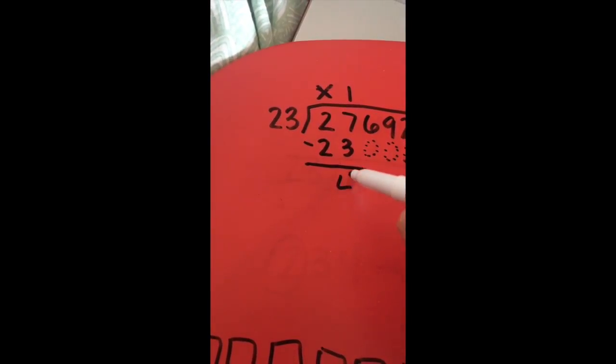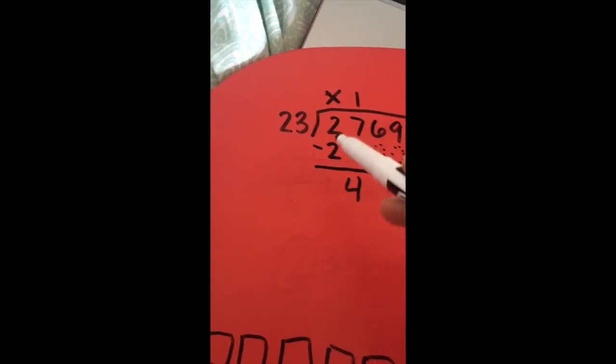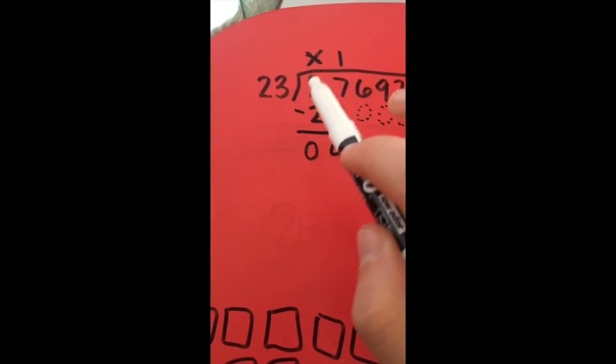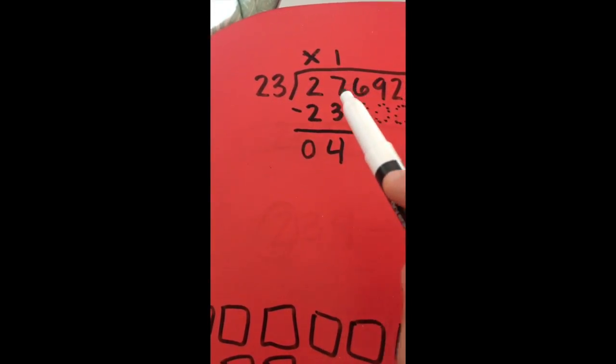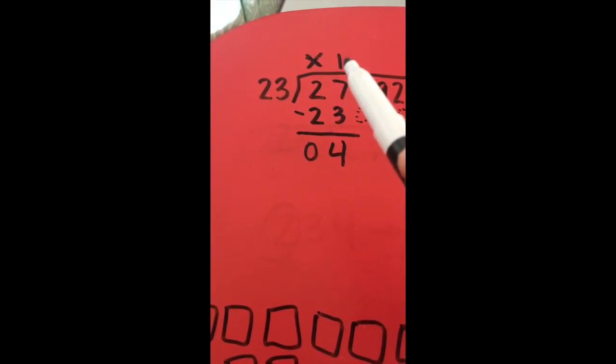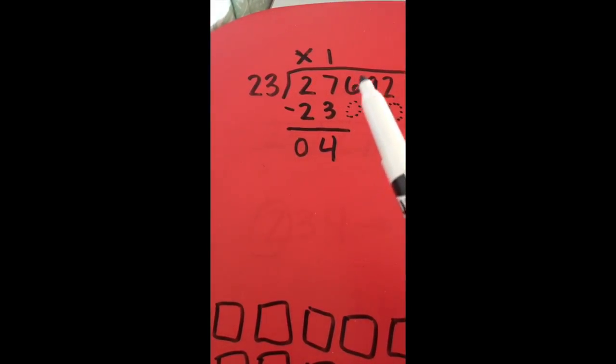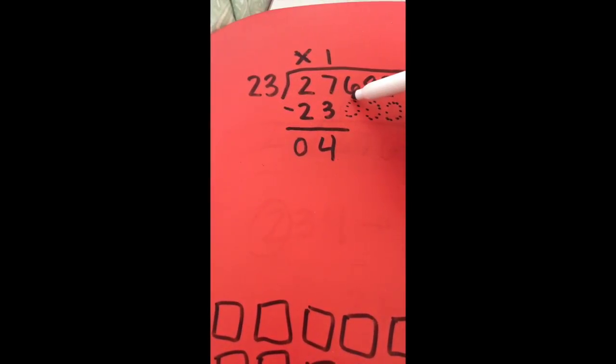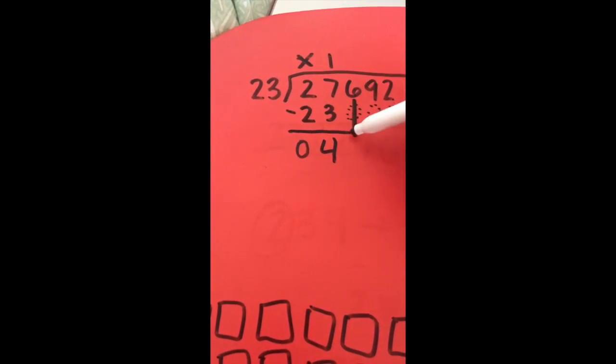So 7 minus 3 is 4. And 2 minus 2 is 0. So we know. Well, now, just as I did for the 2, when I realized nothing could go in the 2, I moved to the next place value to see if anything else would go. And we see that we still have 3 more place values, and right now we're in the hundreds place. So I am going to bring my 6 down.